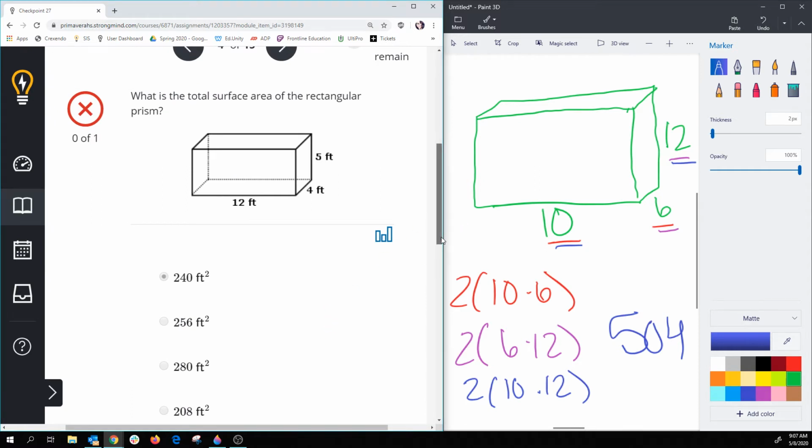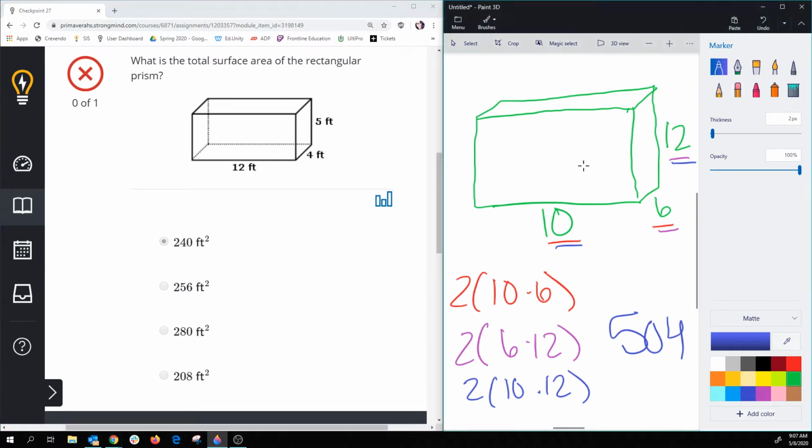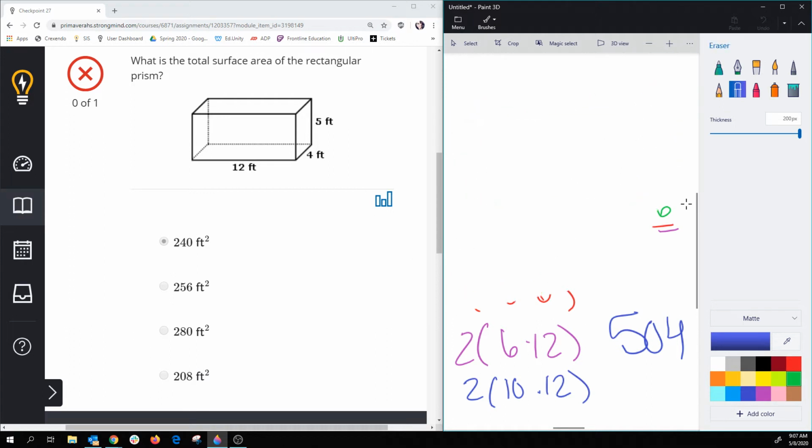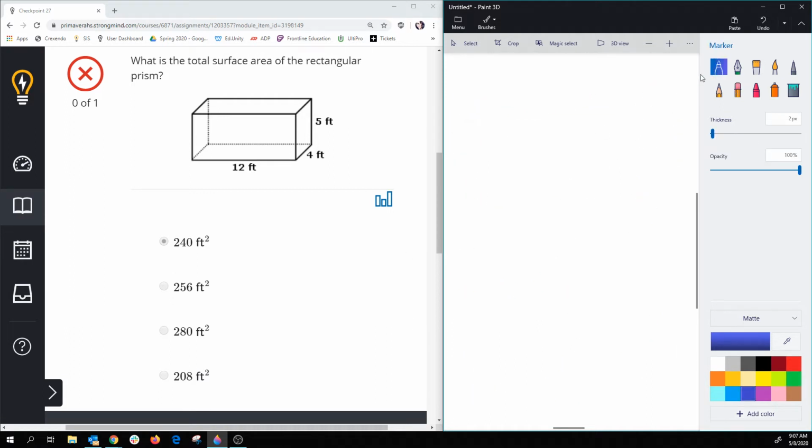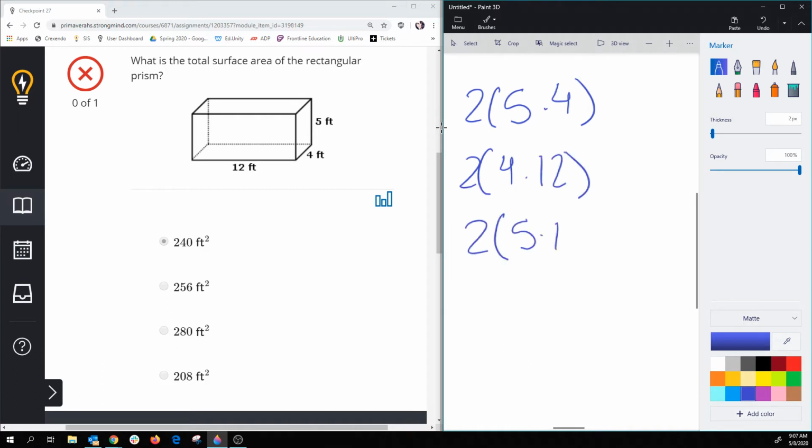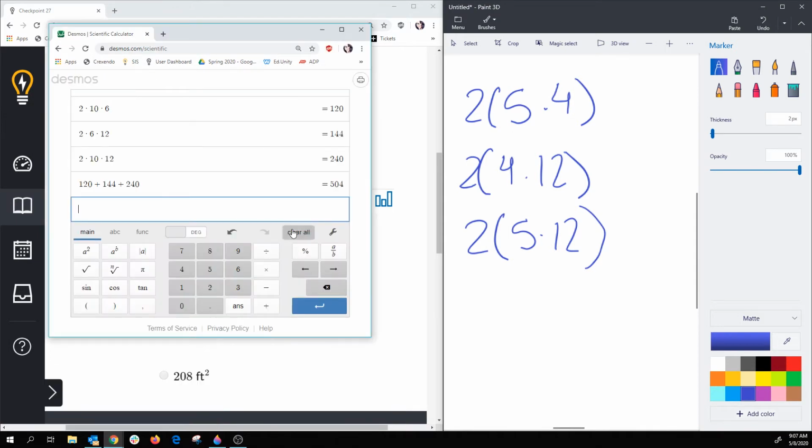Alright, number 4. We want to know what is the total surface area of this figure. Remember that trick I just told you. When you have a box, all you need to do is multiply each one of your surfaces together and multiply it by 2. So I would have 2 times 5 times 4, 2 times 4 times 12, and 2 times 5 times 12. Okay, you just want to make sure that you have each number twice, so 4 and 4, 5 and 5, 12 and 12. And then we can pop that into a calculator and add them all together.